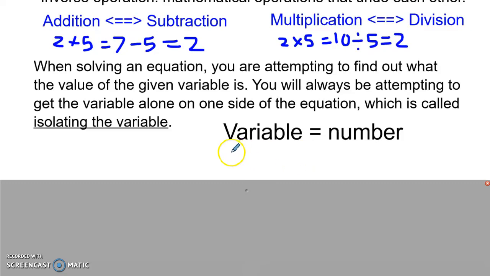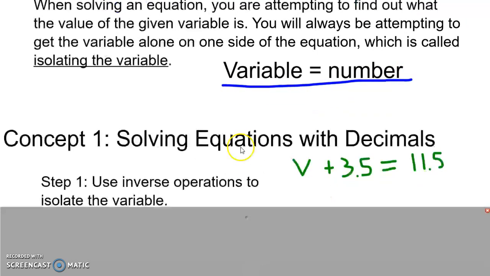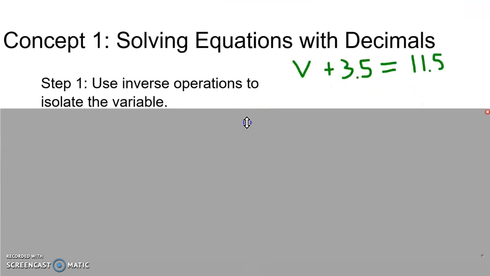When you're done with the problem, it should look like this. Variable on one side, some constant on the other side. When we progress a little bit further, we might have a variable on one side and then a number and another variable on the other side. First concept, solving equations with decimals.